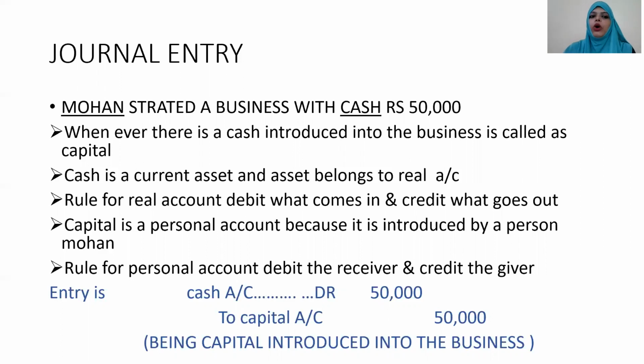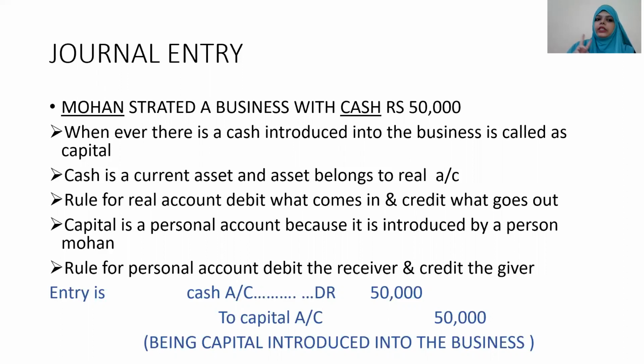As we know, whenever cash is introduced into the business, it is called capital. Cash is an asset. Cash is a current asset which belongs to the real account. The rule for the real account is debit what comes in and credit what goes out.